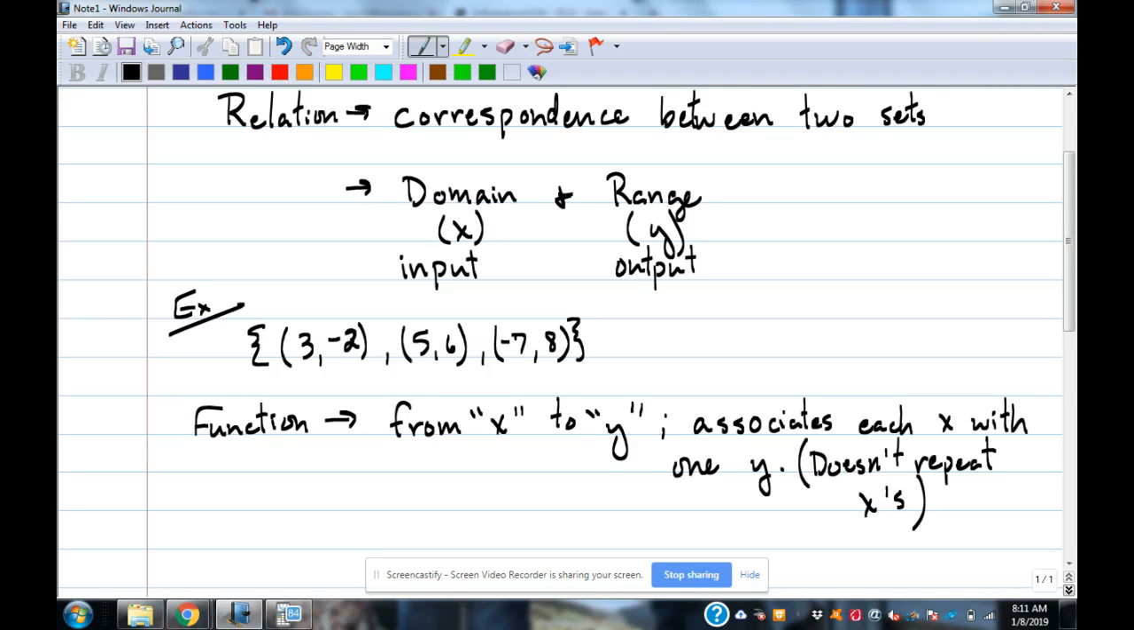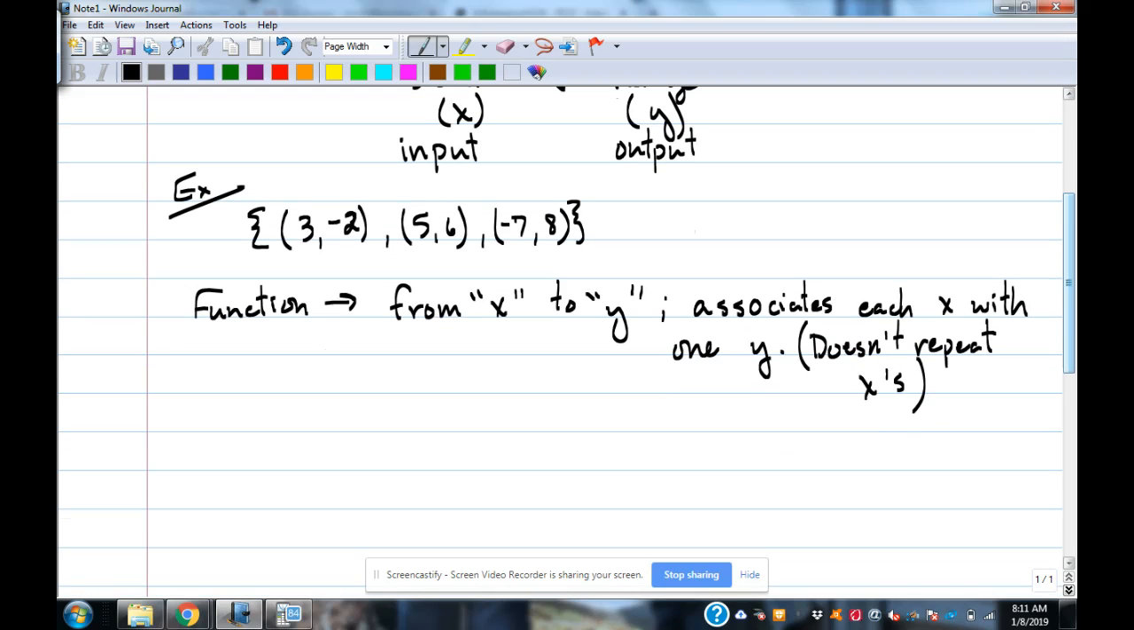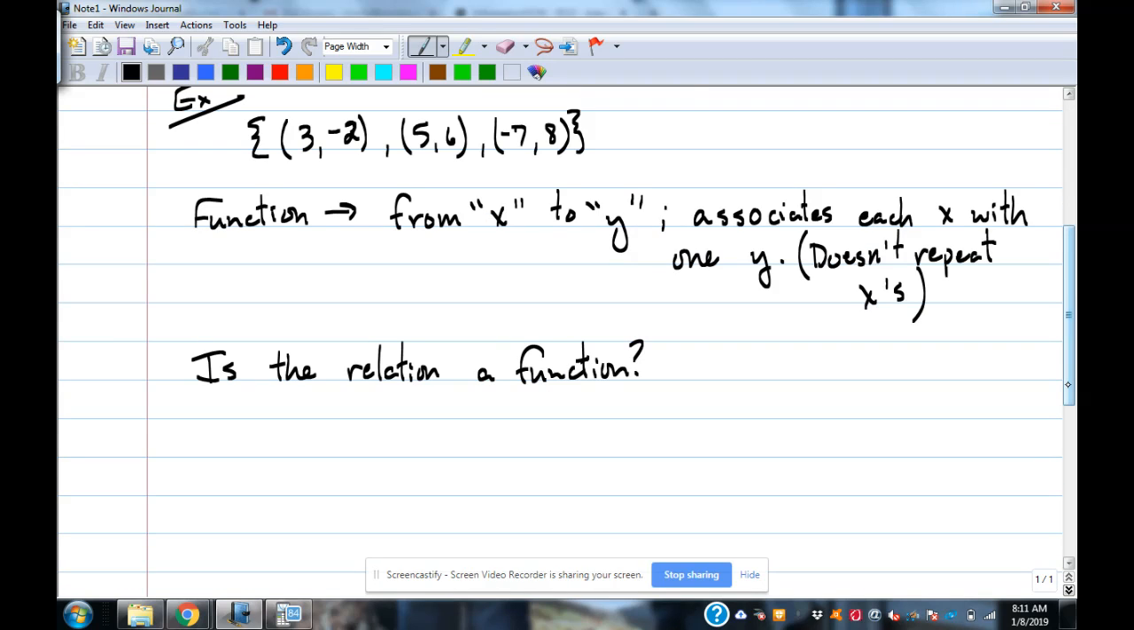Okay, that's the rule. So what we're going to do first is we're going to play the popular game: is the relation a function? So it's a yes or no, and if it's a no, we need to tell why it's not.